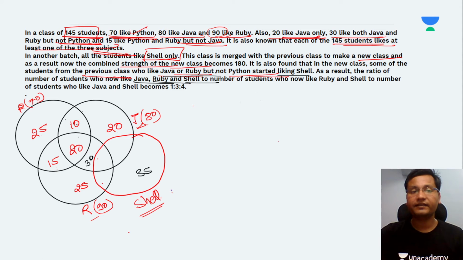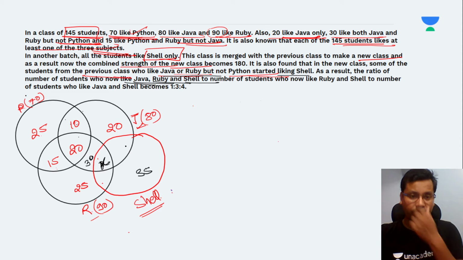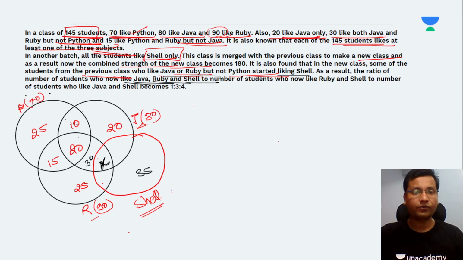Okay. Now as a result, the ratio of number of students who like Java, Ruby and Shell. ठीक है, Java, Ruby and Shell. So can I say this वाला portion? So let's say this is X. Okay, so this is X. ठीक है. So the number of students who like Java, Ruby and Shell to the number of students who like Ruby and Shell. Okay, so Ruby and Shell. Okay, and to the number of students who like Java and Shell become 1:3:4.